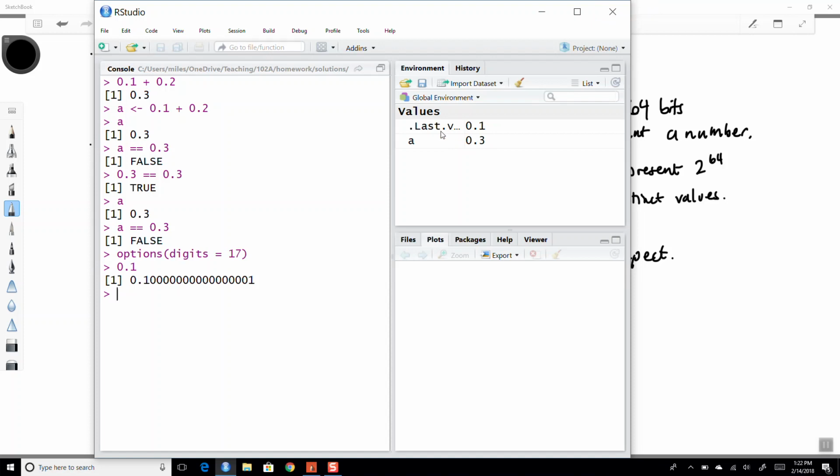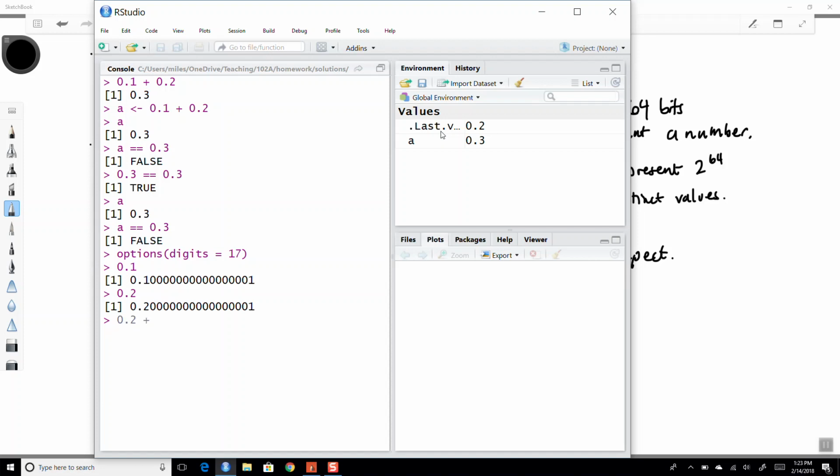It's very close to 0.1, but the number 0.1 doesn't actually exist in floating point representation. It doesn't exist out of the 2 to the 64 values that we can represent. 0.1 exactly is not one of them. We have something that's very close, but 0.1 is not one of them. Okay, 0.2 is also not one of the exact values that we can represent. We can represent something close to it, but not exactly.